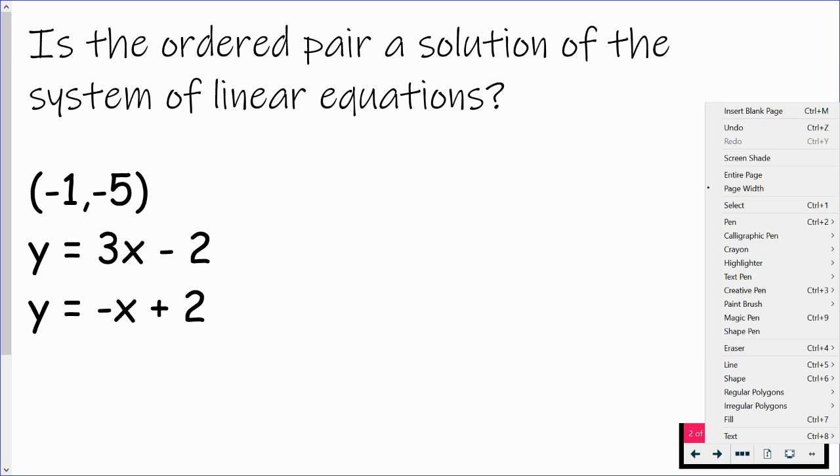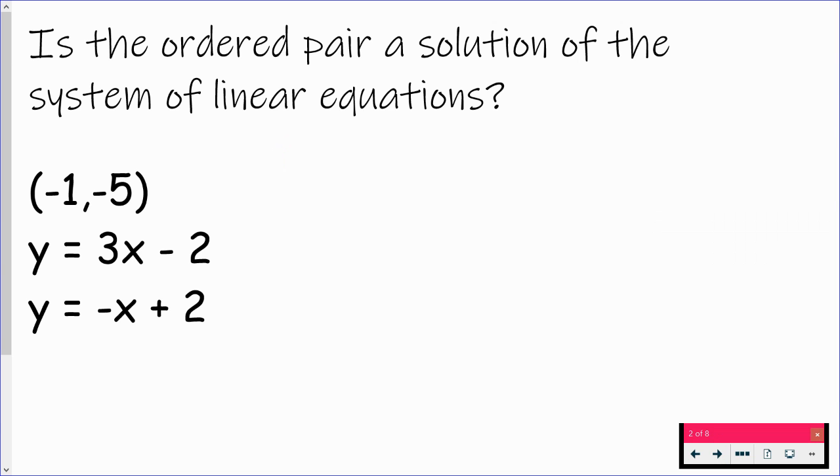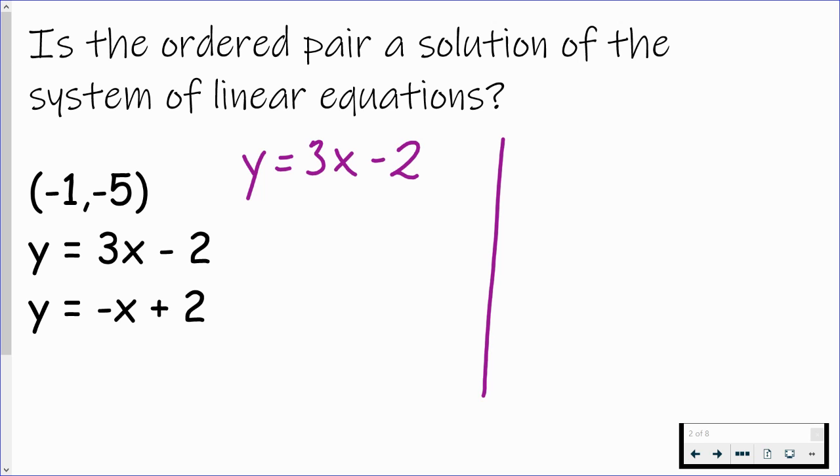Let me just get my ink. It's not working. Okay. So we have y equals 3x minus 2. And then we have y equals -x plus 2. And what I'm going to do is plug in the -1 and -5 where I see the x and the y values. Remember, -1 is your x, -5 is your y.